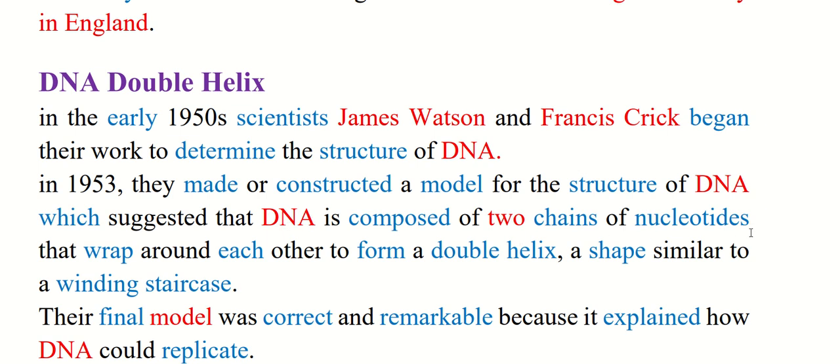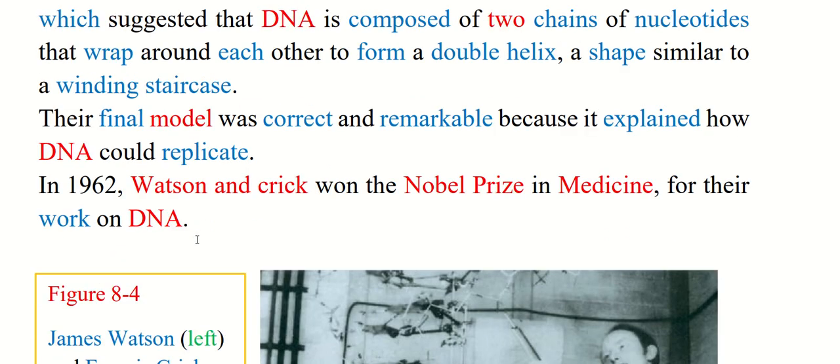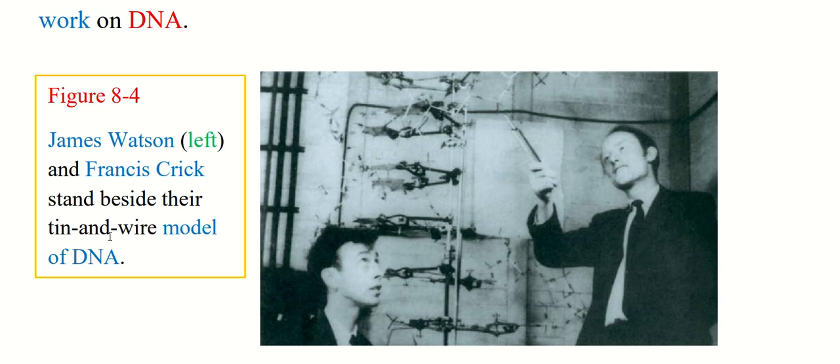two chains of nucleotides wrapped around each other to form a double helix, a shape similar to a winding staircase. Their final model was correct and remarkable because it explained how DNA could replicate. In 1962, Watson and Crick won the Nobel Prize in Medicine for their work on DNA. This is Watson and Crick.